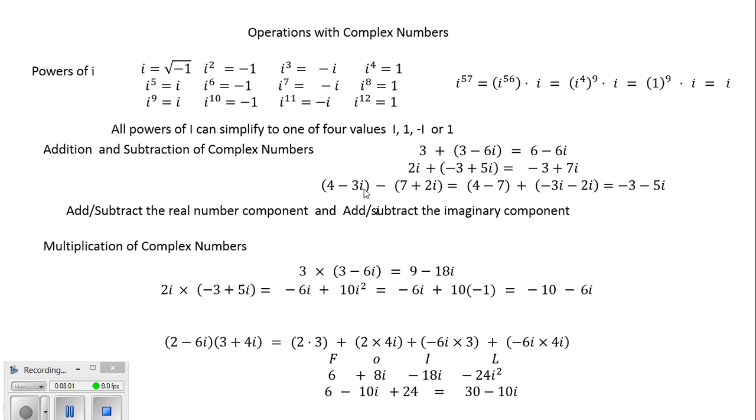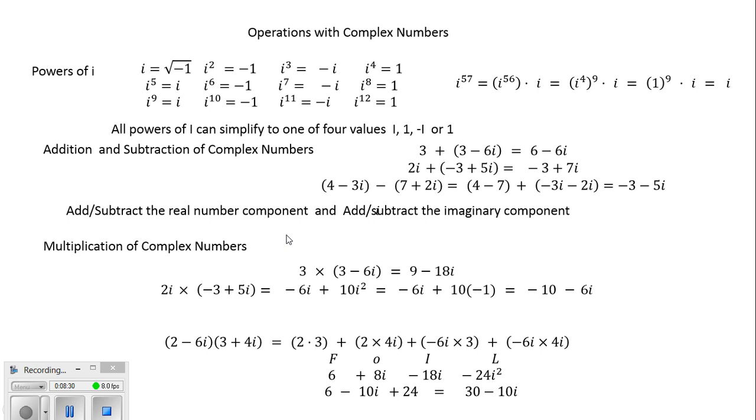Now we have the sum of two complex numbers. We add the real number part of 4 and then minus 7, and then we add the imaginary component, negative 3i minus 2i over here. And of course, this gives us negative 3, and this gives us negative 5i. That's our resultant complex number from the sum of these two complex numbers.